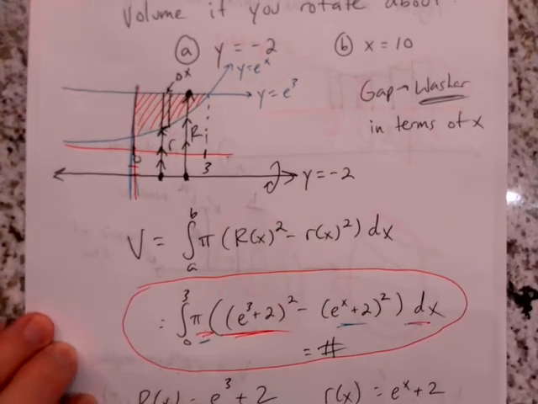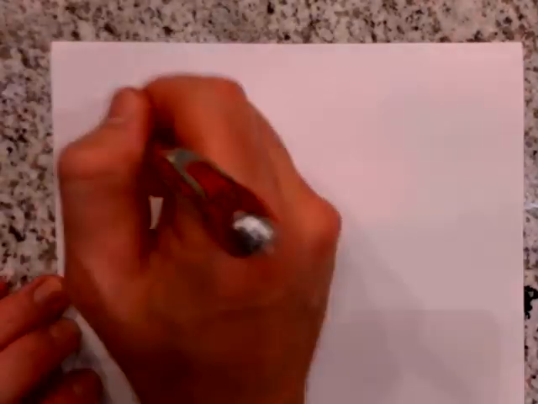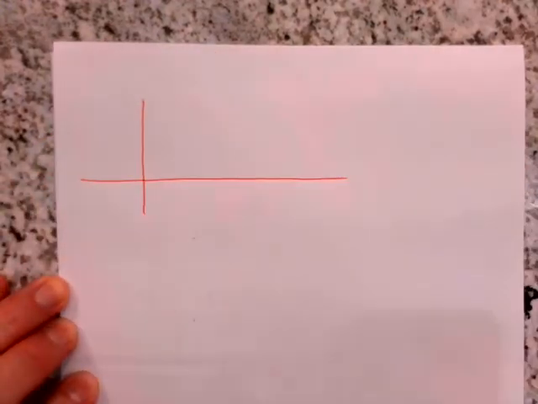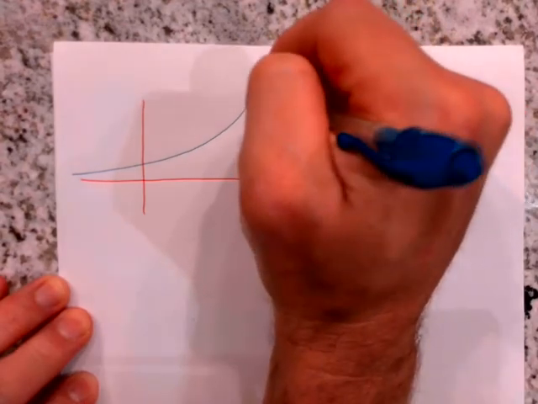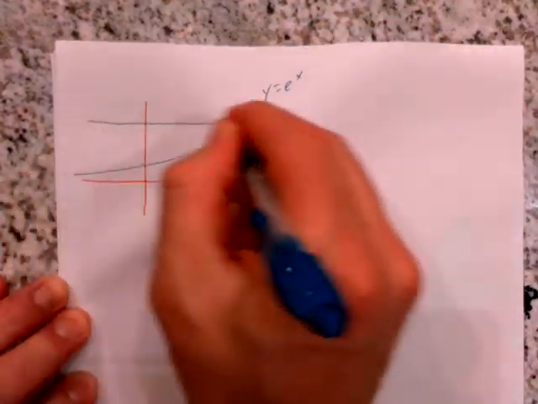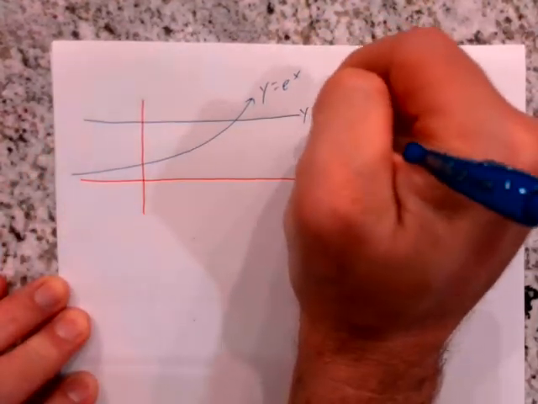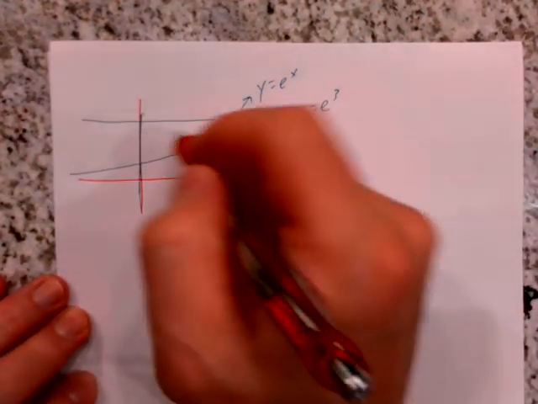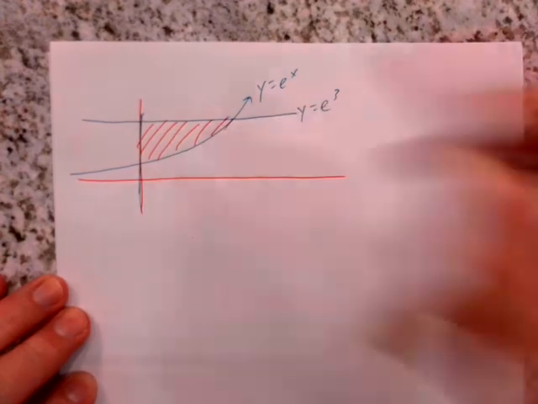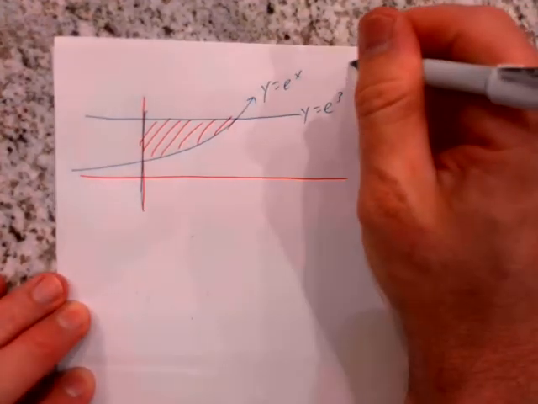Part B, x equals 10. What we do for that one is we redraw our graph. Here's e to the x. Here's e to the third. Here's x equals 0. There's the region that we care about. Here's the line x equals 10.